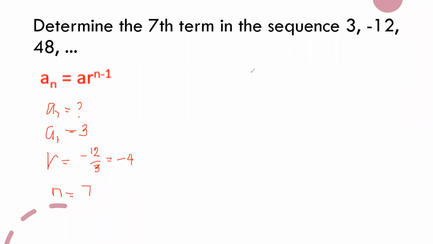Then our N is equals to 7. So going back to the formula, it's a sub 7 is equals to 3 times negative 4 raised to 7 minus 1. So that will be 3 times negative 4. Huwag kakalimutan yung negative. 6. 7 minus 1 equals 6. So let's solve for that. That will be 3 times, what is negative 4 raised to 6?